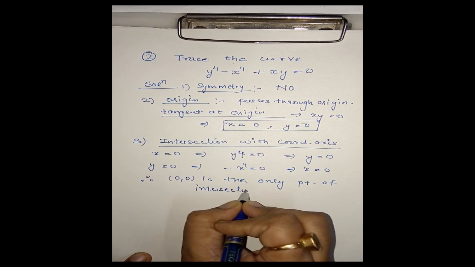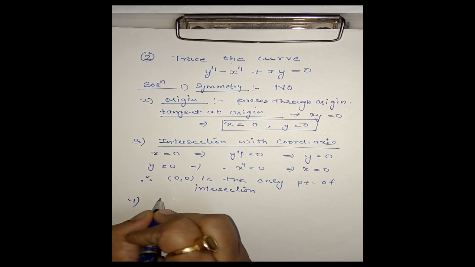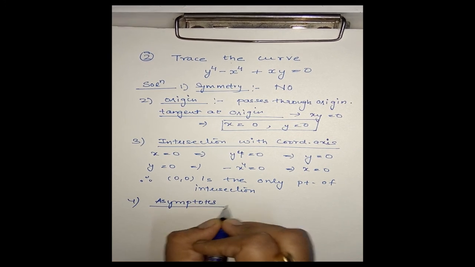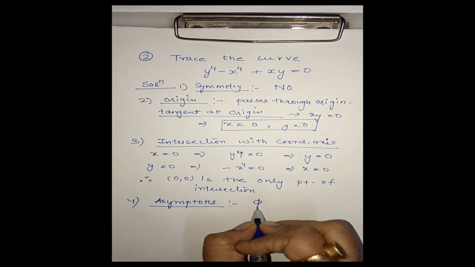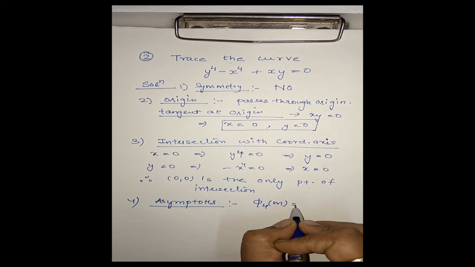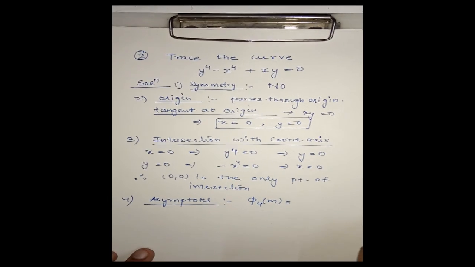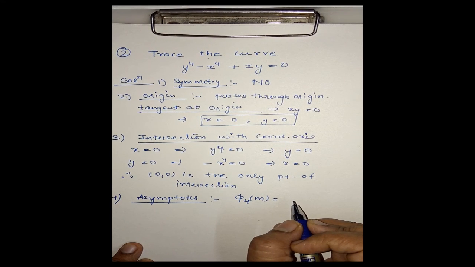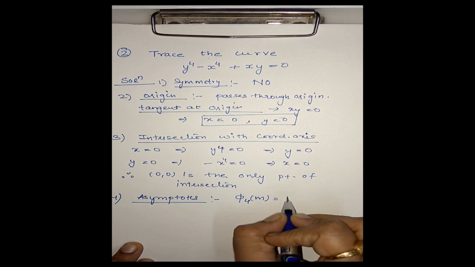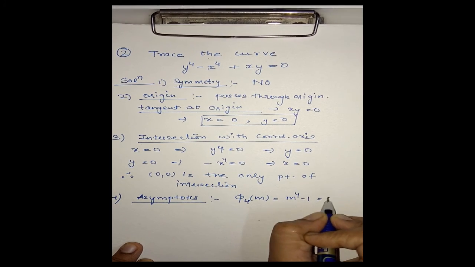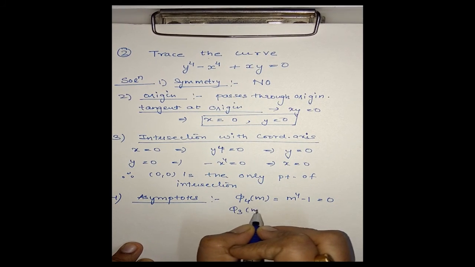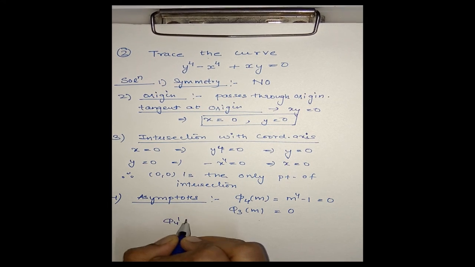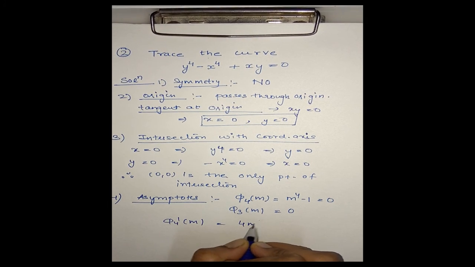Okay, next we have to find the asymptotes. Now the highest degree in this equation is 4. Therefore, we will start with phi 4(m). Phi 4(m) will be obtained by substituting y as m and x as 1. Therefore, m^4 minus 1 is equal to 0. And phi 3(m) is 0, as there is no degree 3 term in the equation. Also, phi 4 dash (m) is equal to 4m^3.